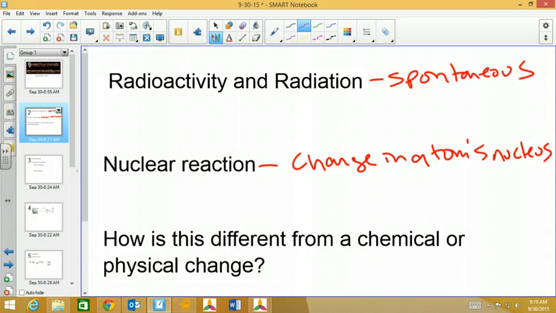And remember, what's in the nucleus? Protons and neutrons. Okay? Protons have what charge? Positive. Neutrons have what charge? No charge. Right? What are our negatives? Electrons. Good, good. Just reviewing. Sir?